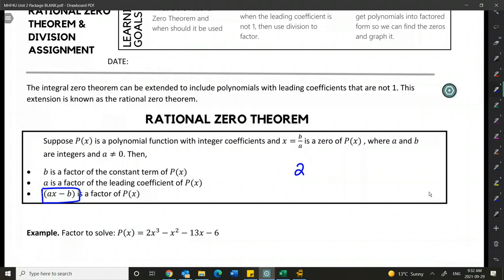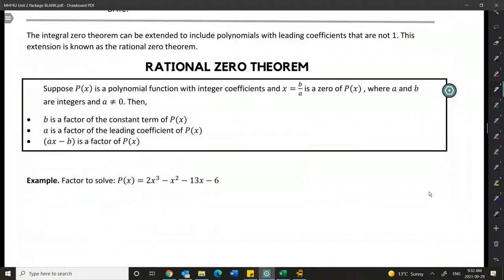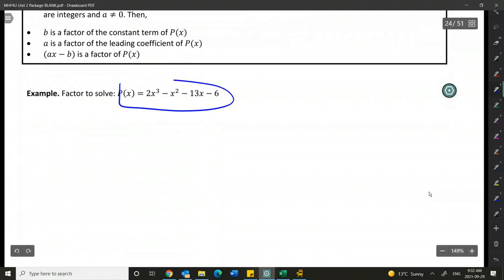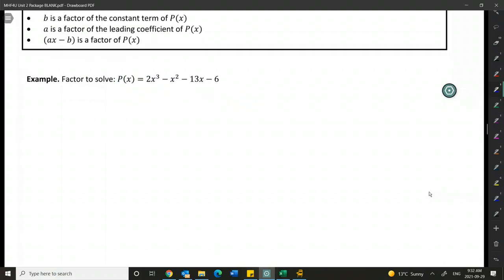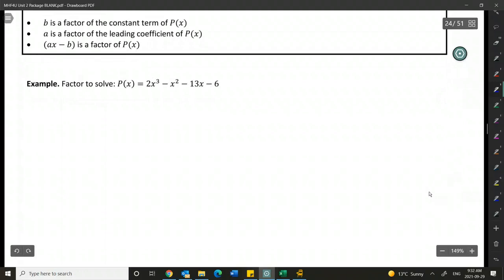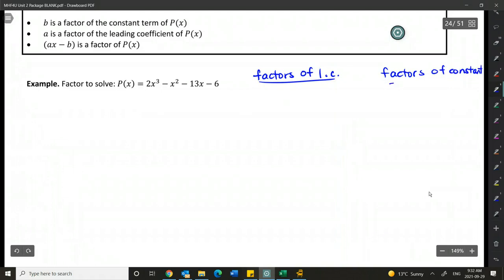That's what's going to happen, because I'm going to get something like this. Okay, so how do we figure out what these possible lists of factors are now? So anytime I see a polynomial, I'm still going to look to see if maybe there is a common factor that can be taken out. In this case, there isn't. So we're going to start with factors of the leading coefficient. And we're also going to do factors of the constant, which is 6. So factors of the leading coefficient, that would be 2. Factors of the constant, 6.